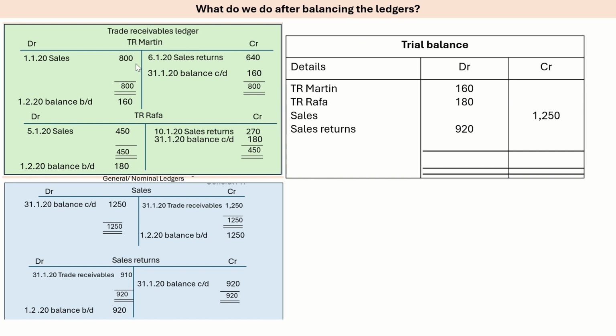So now let's transfer the trade receivable Martin's balance on the debit side to the trial balance. TR Rafa has a debit balance of 180. Sales account has a credit value of 1,250, enter it on the credit side of the trial balance. And sales returns has a debit balance of 920. Now, as you can see here, if you total up the debit and the credit side, it should give the same amount. That means we have done all the entries correctly and balanced off the ledgers correctly.